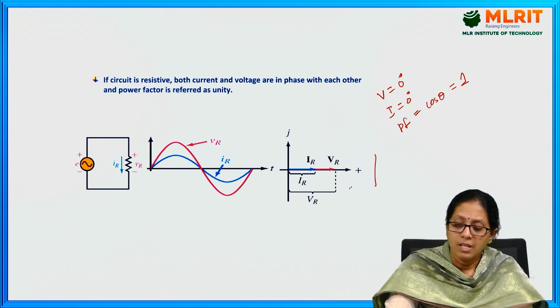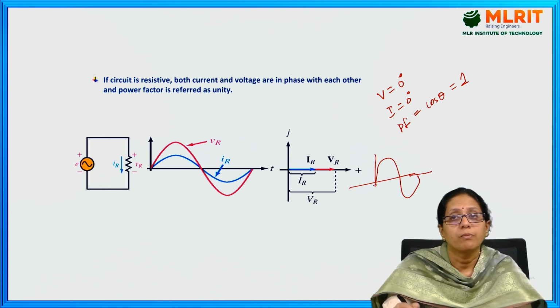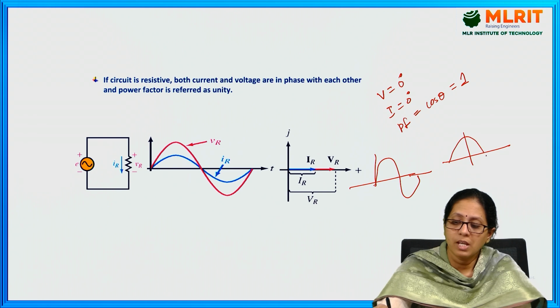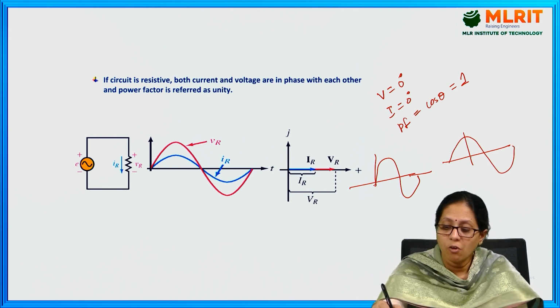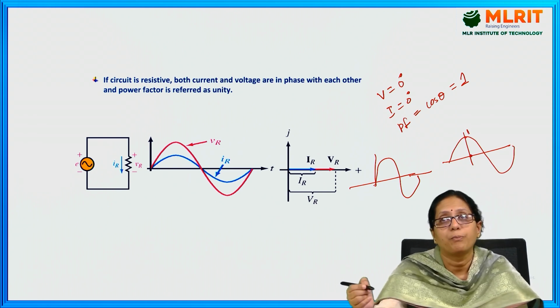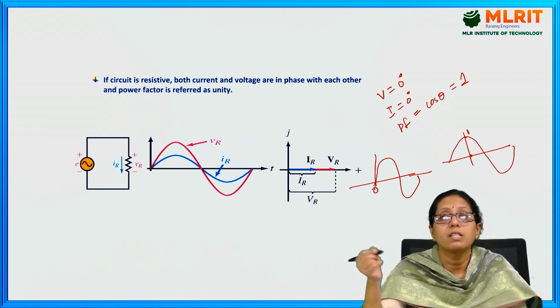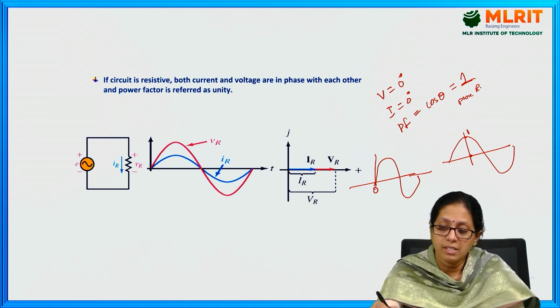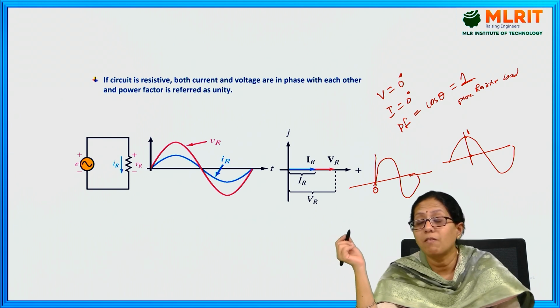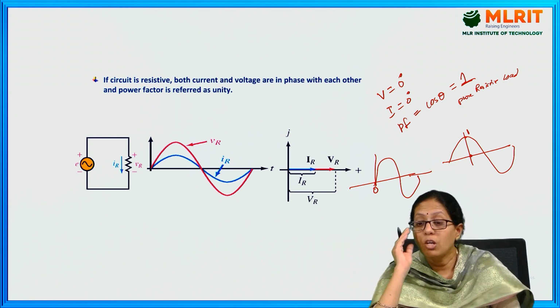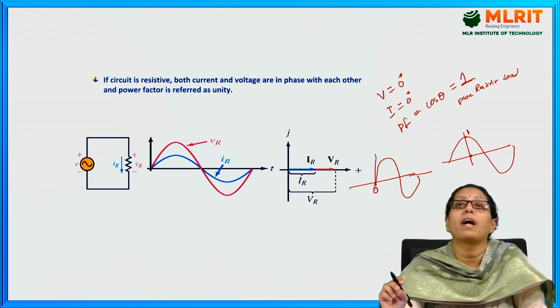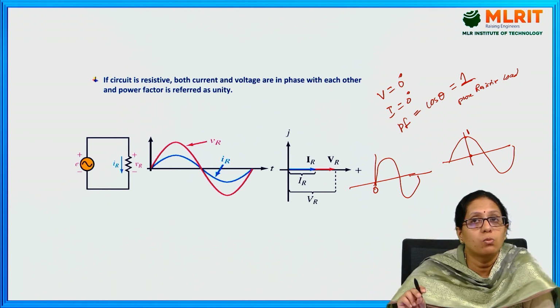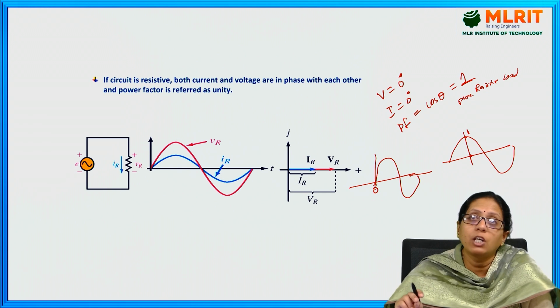You can see this is your sine waveform and this is your cosine waveform. According to your cosine waveform, cos 0 is nothing but 1. Sine 0 is nothing but 0. So, the power factor is 1 for pure resistive load. We always prefer to have power factor 1 because when power factor is 1, active power is more and reactive power is very less. Means losses are very less.